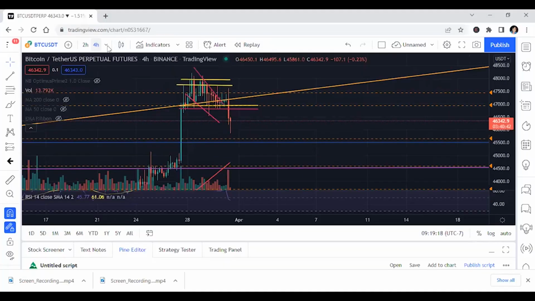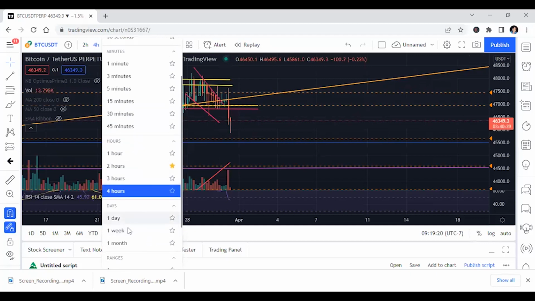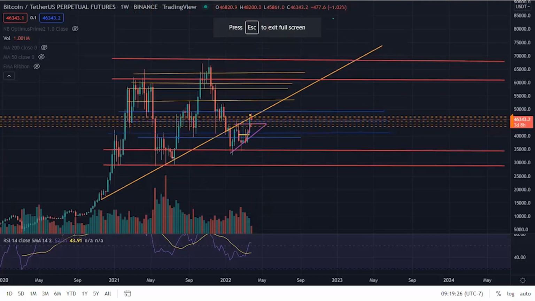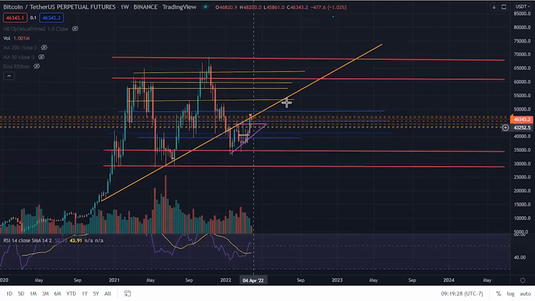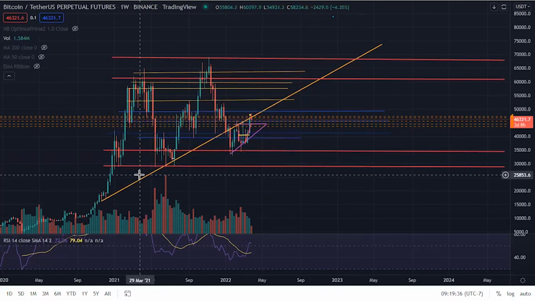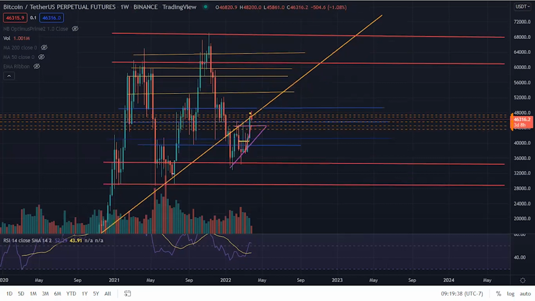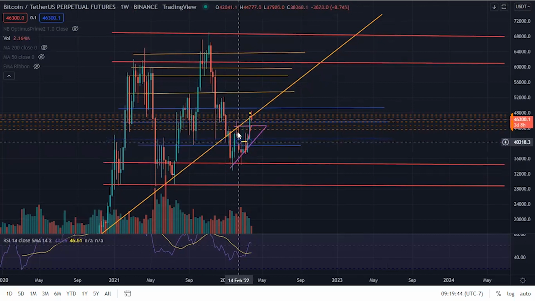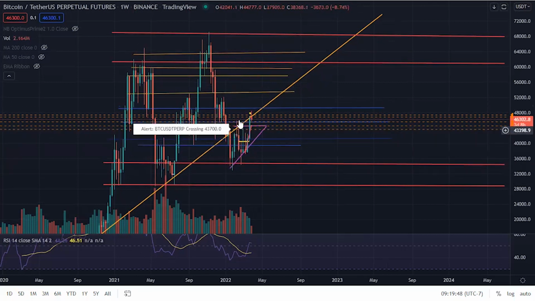So if I go on the weekly time frame here, you'll see exactly what I mean. So on the weekly time frame here, you can see this huge yellow line. Okay, this is a trend line. This is the uptrend that we had on the weekly time frame, and we ended up breaking this trend line like back in January 17, and then ever since then we've been trading outside of it, and Bitcoin has tried multiple times to try to break back into this trend line, but it couldn't.